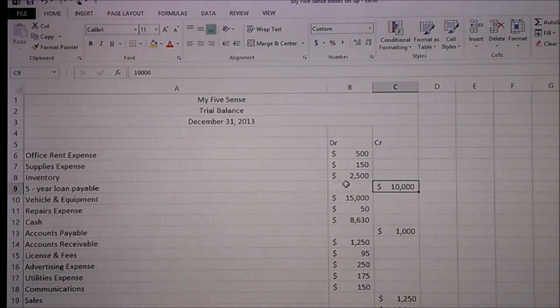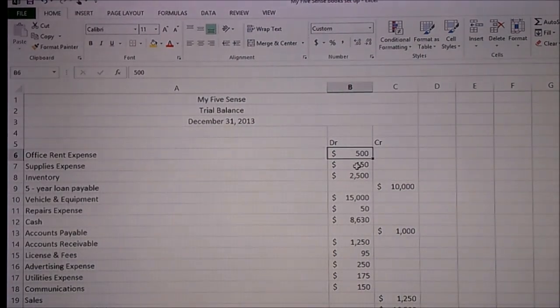With that, he paid various expenses, including office rent expense, supplies expense, repairs expense, licensing fees, advertising expense, utilities expense, and communications expense. All expenses usually carry a debit balance, so we place those in the debit column.